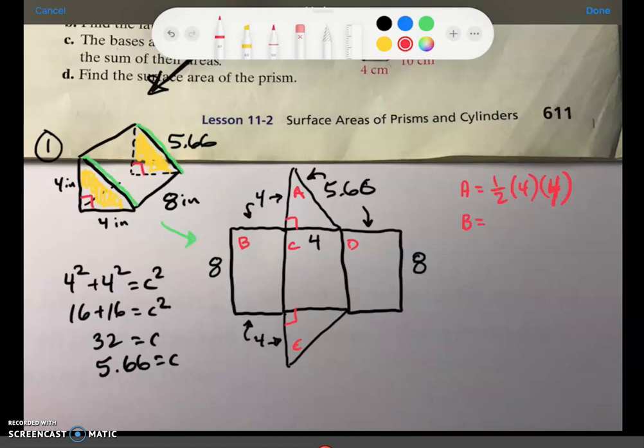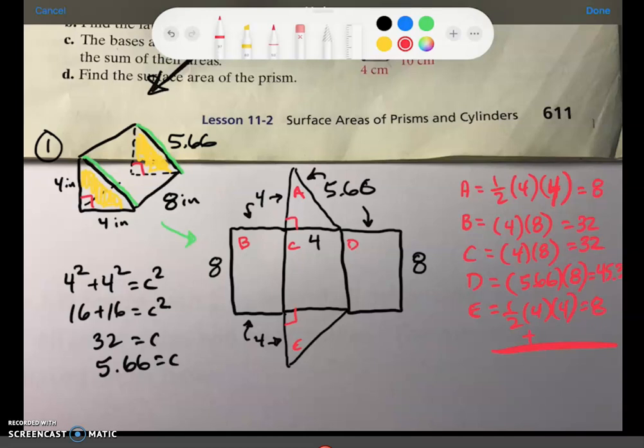Section B is a rectangle. Now, all 3 of these rectangles are not all the same. This is base of 4, height of 8. For section C, it is base times height. It is base of 4, height of 8. Section D has a base of 5.66 times height of 8. And section E is a triangle that is similar to section A there. It is a 4 by 4 right triangle. And we would just multiply this out. Saving time here, proof I've got all the answers here.